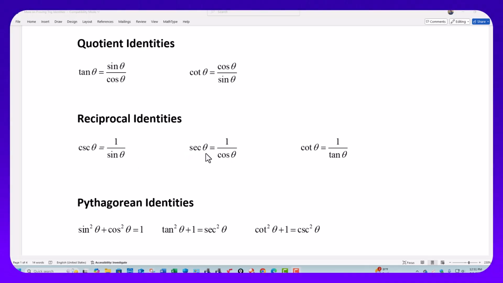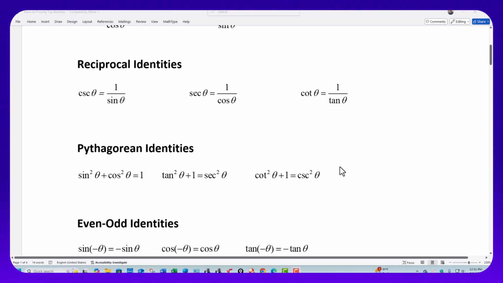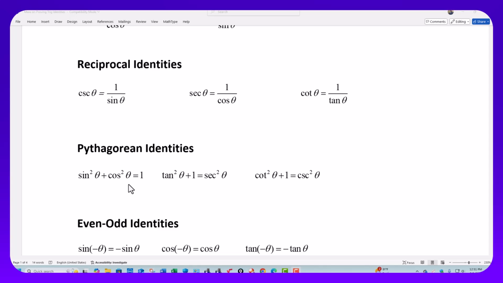It can work the other way around also. Cosine would be 1 over secant. Sine would be 1 over cosecant. Cotangent is 1 over tangent, or tangent is 1 over cotangent. Then you have your Pythagorean identities, similar to a squared plus b squared equals c squared for your right triangle.